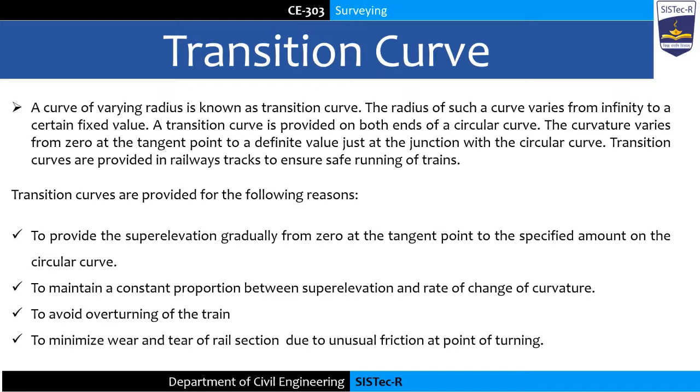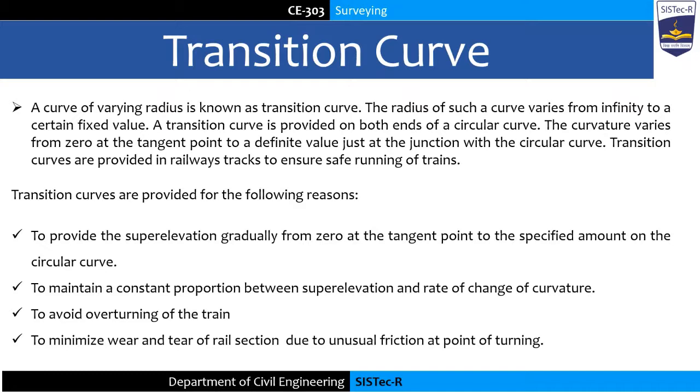First is to provide super elevation gradually from 0 at the tangent point to the specified amount on the circular curve. As I told you in the last video, super elevation is provided to counterbalance the centrifugal force that is caused on the circular path. So to provide the super elevation gradually from 0 at the tangent point to the specified amount on the circular curve, we provide the transition curve. This was one of the reasons.